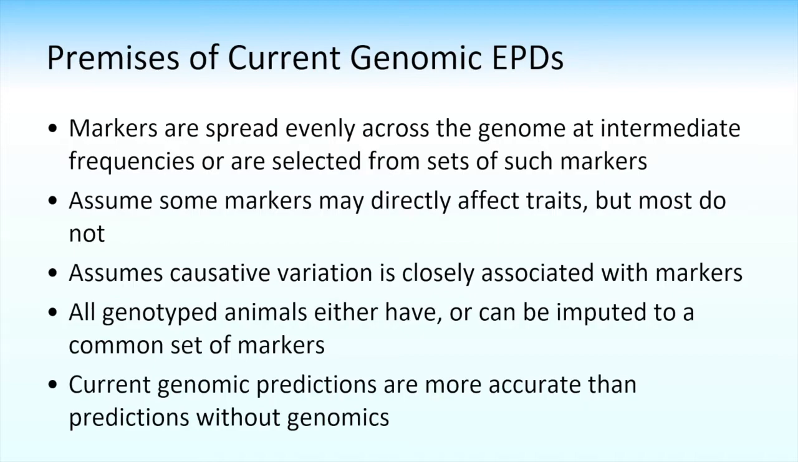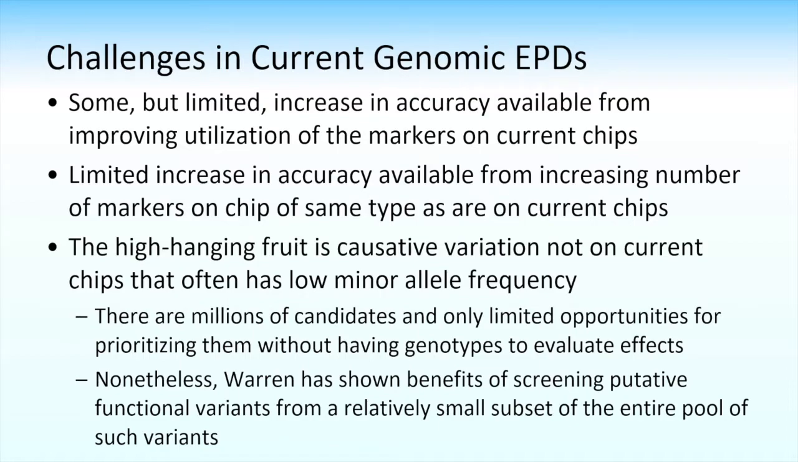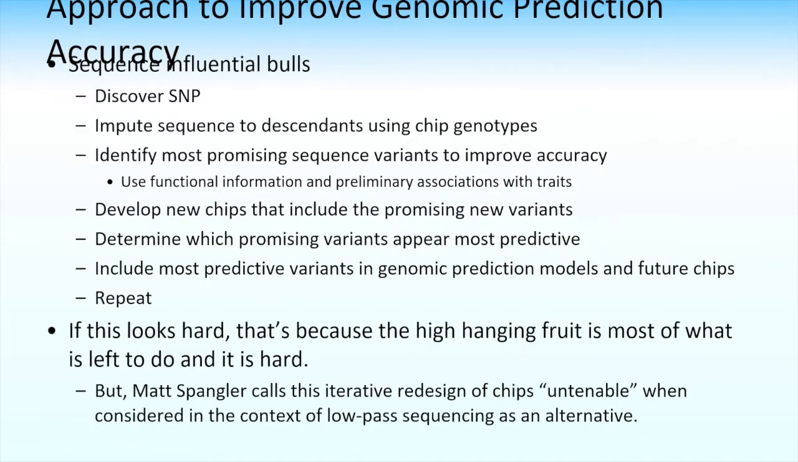One thing we can be pretty confident of is that current genomic predictions are more accurate than predictions without genomics. With our current approach to genomic EPDs, we could expect to get a limited increase in accuracy from improving utilization of the markers that are on the current chips. We could expect to get an additional limited increase in accuracy from increasing the number of markers of the same type as what are on the current chips. But the high-hanging fruit is causative variation not on current chips that often has low minor allele frequency. There are millions of candidates and only limited opportunities for prioritizing them without having genotypes to evaluate their effects. Nonetheless, Warren has shown benefits of screening putative functional variants from a relatively small subset of the entire pool of such variants. Our current default approach to improving the accuracy of genomic predictions is something like the following.